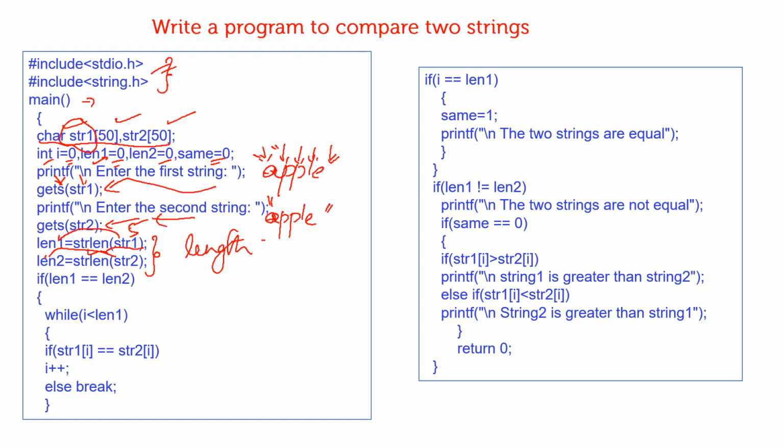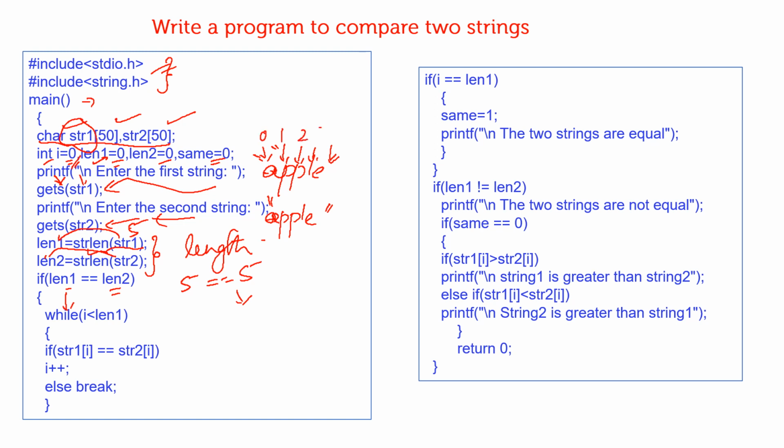Now it checks the condition. If length 1 is equal to length 2, whether 5 is equal to 5. Yes, it is true. If it is true, it enters into the loop. So it checks the condition, right? While i is less than length 1. So i is initialized first to what? 0.